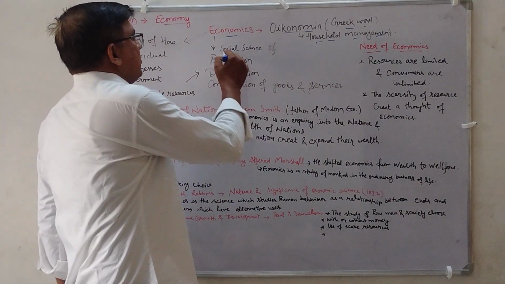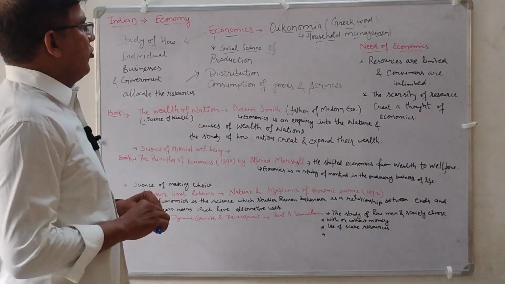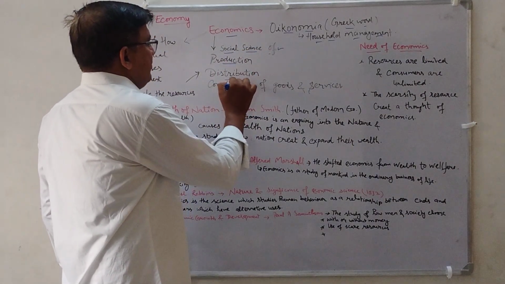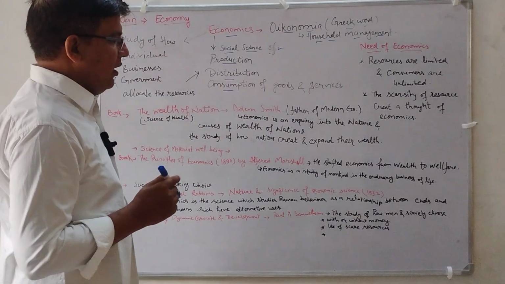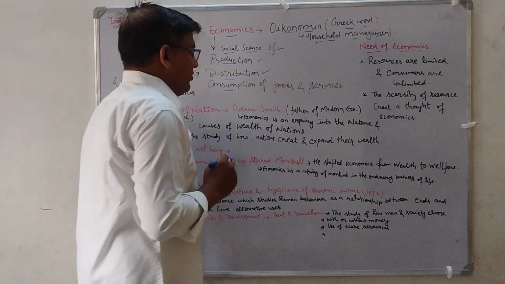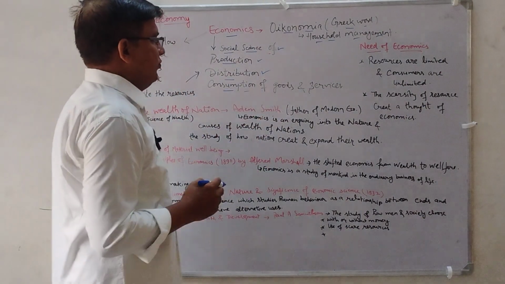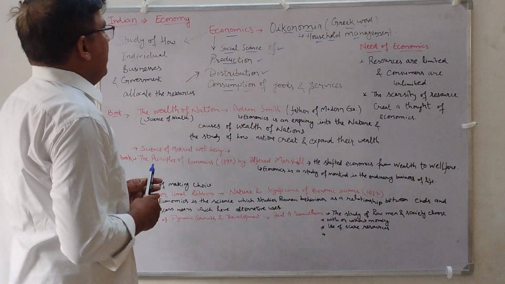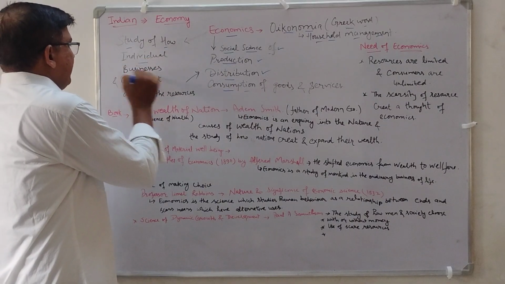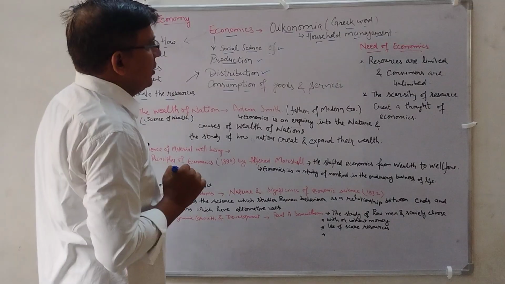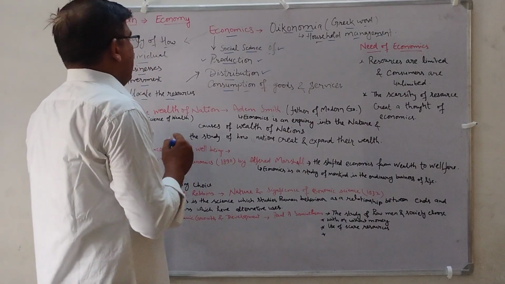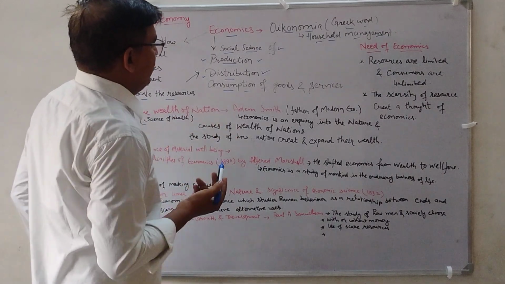Economics is a social science because economics is related to the society. That's why it is a social science of production, distribution and consumption of goods and services. How a person produces the goods, how he distributes these goods, and how he consumes the goods and services. And economics is also a study of how individuals, businesses and the government allocate the resources that are produced by an individual or a government or a business. Distribution of resources and consumption of the resources.